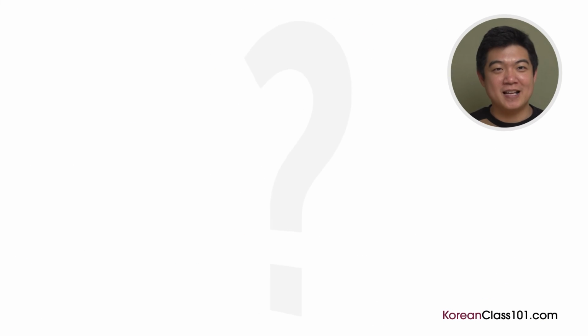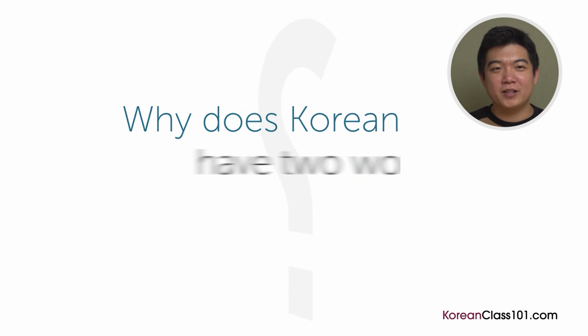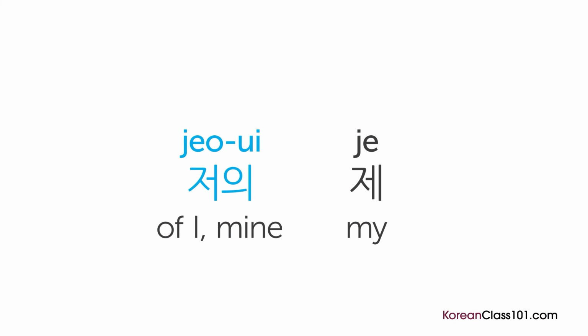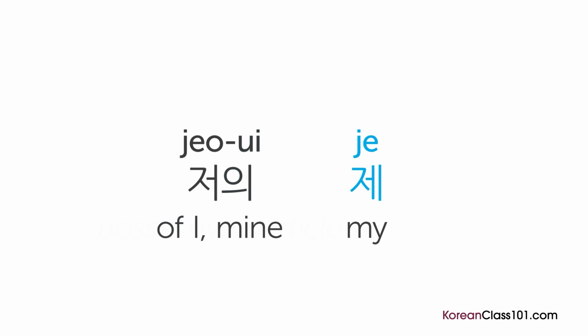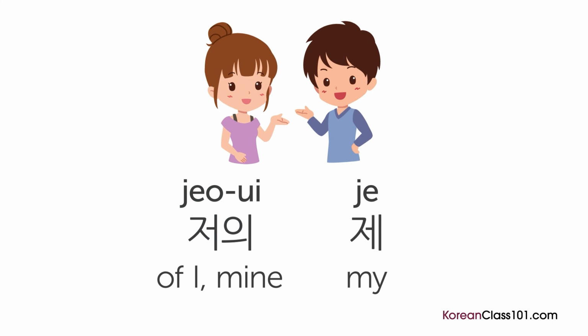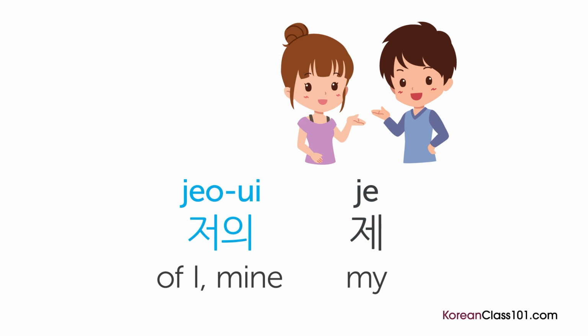The question for this lesson is, why does Korean have two words for my? The word 저희 literally means of I or mine. It has two words. 저 means I, and 의 is the possessive particle meaning something like of. 제 is the simplified form of the word 저희. In normal daily conversation, Koreans use 제 instead of 저희.